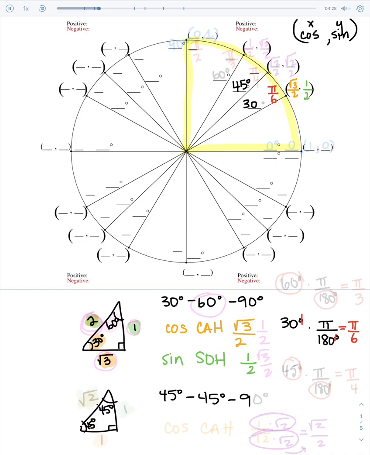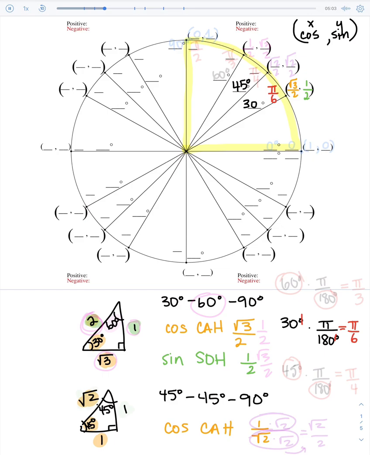And what we remember about the 45, 45, 90 is the sides on that triangle are 1, 1, and square root of 2. So what's nice about this is when we go to do our sine and our cosine, let's start out with cosine because that's your x value. It doesn't matter which 45-degree angle you use, but you're going to use adjacent over hypotenuse, which will be 1 over the square root of 2.